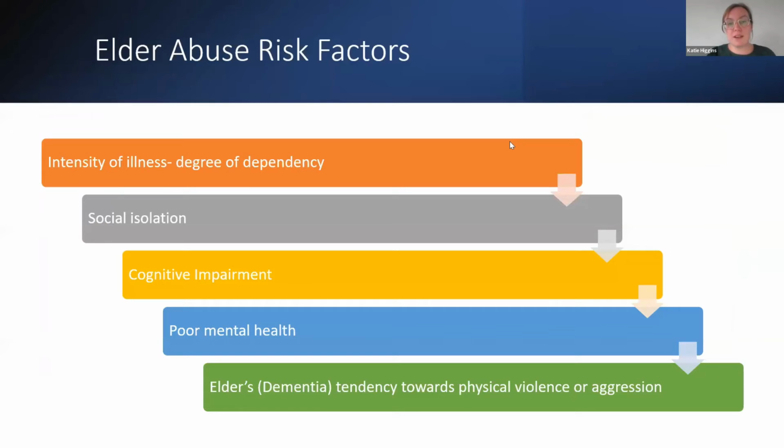So there are some risk factors which make elders more likely to experience abuse. So things like social isolation. Again, that is a risk factor to make you more likely to experience abuse. You've got no family members or friends around, no one to report it to. Cognitive impairment, so unable to report the abuse that's happened.